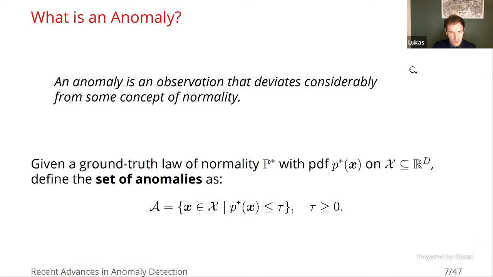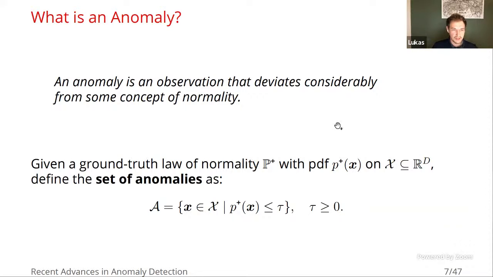To formally define what an anomaly is, it's an observation that deviates considerably from some concept of normality. And if we want to formalize this, we have to specify two things. So what does deviates considerably mean and what a concept of normality is. And the one main approach to do so is via probability theory. So we assume that there is some ground truth law of normality that describes our normal data distribution. That also has some PDF P.